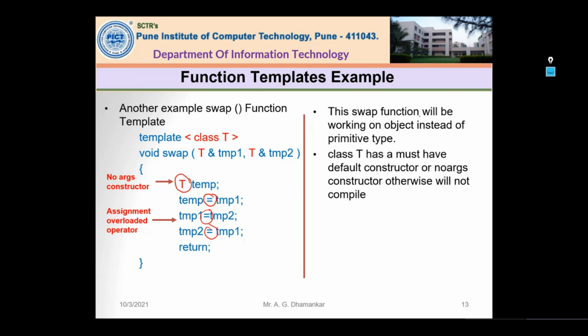Okay, this swap function will work on objects instead of primitive types. The class T must have a default constructor or no-arg constructor. Right now this is a no-argument constructor. We are not sending any value. Otherwise it will not compile. Okay. Now moving ahead to the next slide.